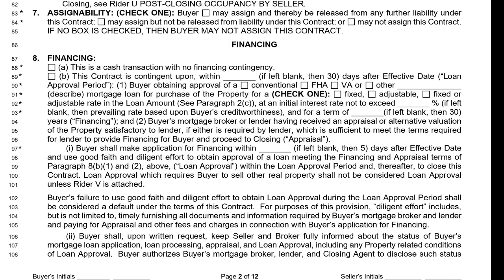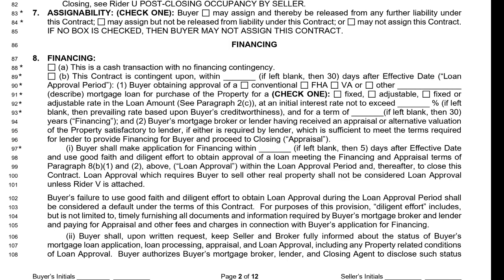Financing: A is cash, B is contingent upon financing. Now, say I'm a buyer and I'm getting a mortgage, I can write a contract that says it's a cash transaction with no financing contingency. Because basically what I'm doing is I'm eliminating all of my protection. So I'm saying that I'm so sure that I'm qualified for this property that I am going to waive my financing contingency protections and waive my appraisal protections.